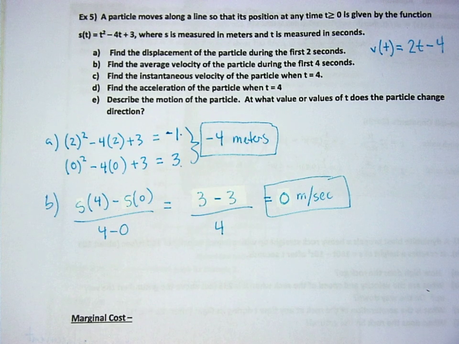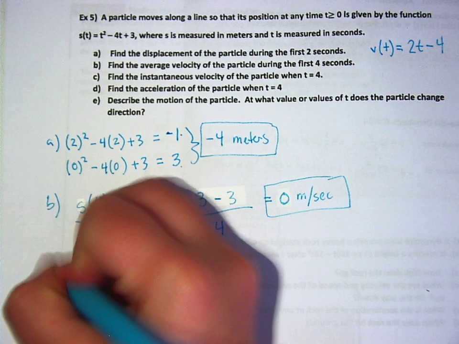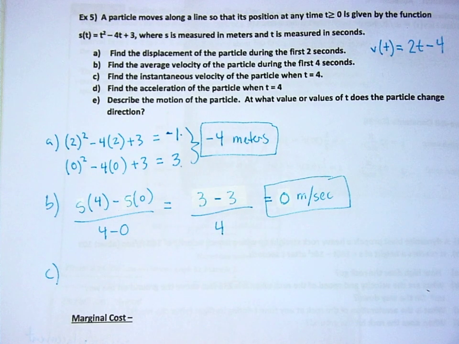And then C says, find the instantaneous velocity of the particle when it's at t equals 4. So what do we do for that one? How do you find instantaneous velocity?